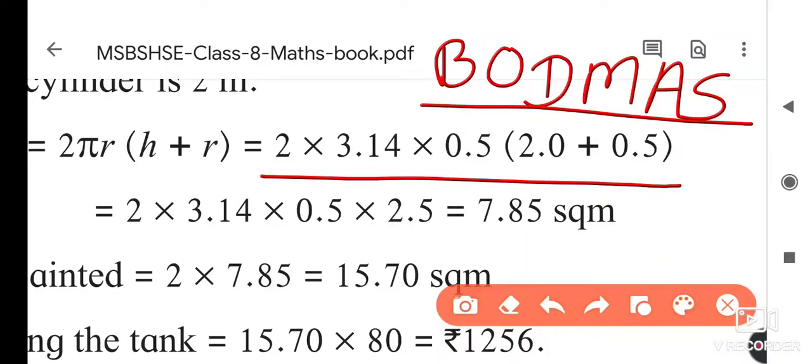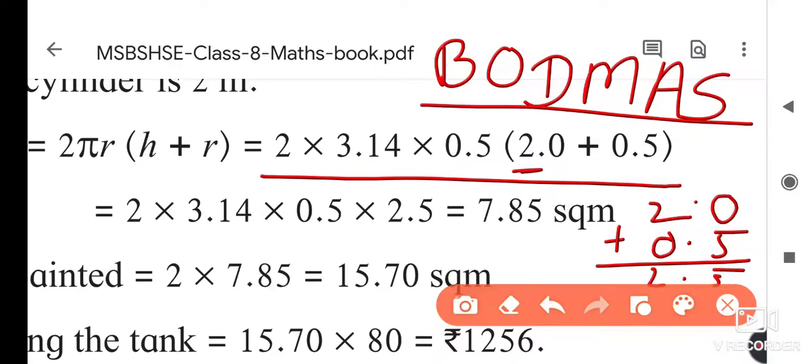where a point is given, if a complete whole number is there, at that time we have to put a point and then give the 0 and then add the next number. So 2.5 is the answer. So 2.0 plus 0.5 is equal to 2.5.